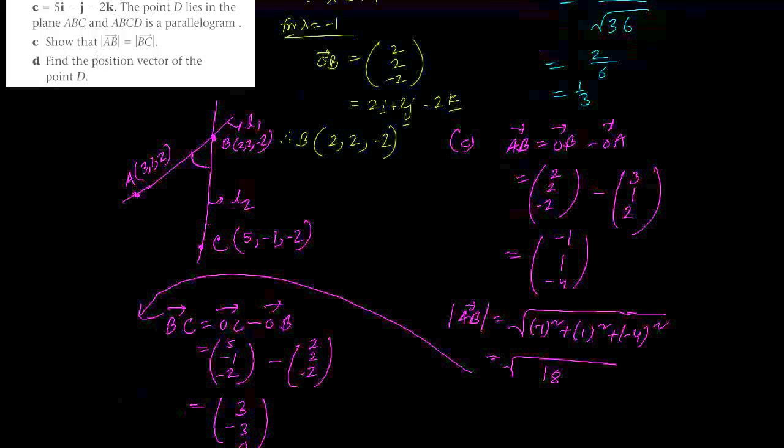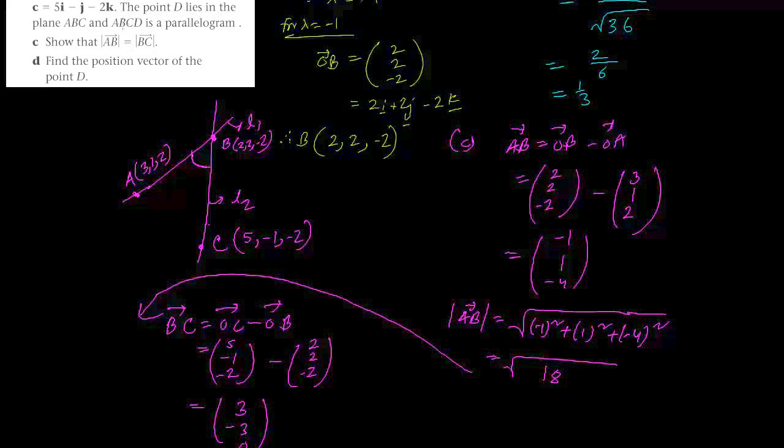Question D says, find the position vector of D. But what is D? The point D lies on the ABC plane such that ABCD is a parallelogram. That means D must be somewhere over here, so that this turns out to be a parallelogram ABCD. Now in order to find that, we have to use the rule of the diagonals. That means the diagonals of the parallelogram have the same midpoint. We don't know what that midpoint is, but we can separately find the midpoint of AC and the midpoint of BD. Since they have the same midpoint, we can find the coordinates of D.